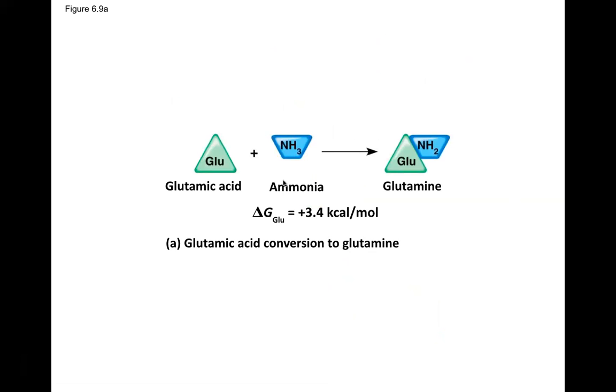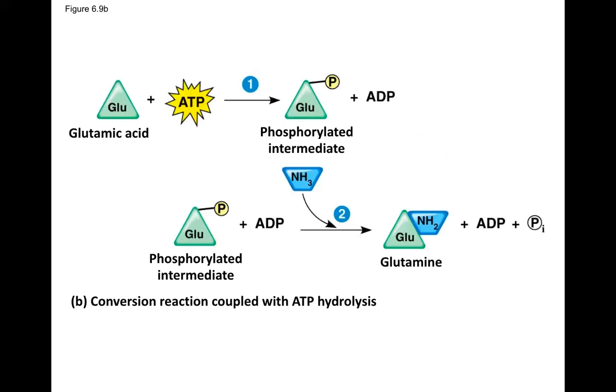And here is an example of how this works. If we want to turn glutamic acid, which is an amino acid, into a different amino acid, glutamine, we need to add ammonia to it. That reaction requires about 3.4 kilocalories to proceed. So it's an endergonic reaction, delta G is positive. In order to do this, we're going to use ATP hydrolysis to power this reaction.